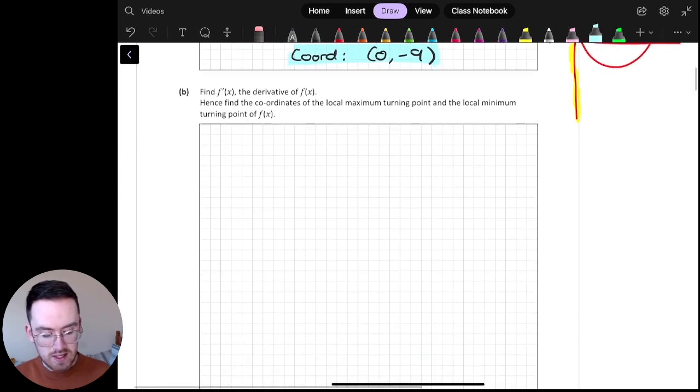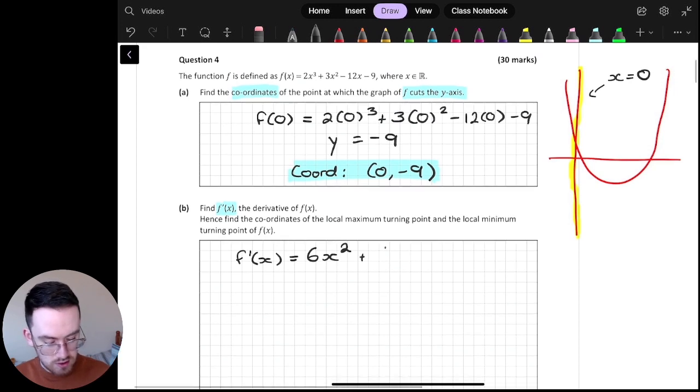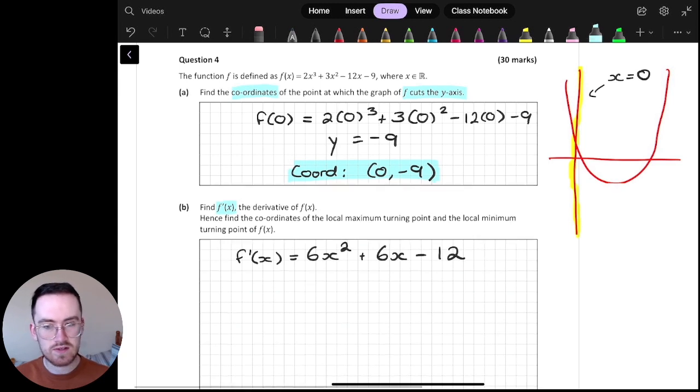The next part asks us to find the derivative of f of x. So let's have a look at that one, f dash x. The derivative of f of x is going to be 6x squared. So again, multiply by the power and reduce the power by 1, plus 6x minus 12. Okay, that's our first little bit of that question, find the derivative.